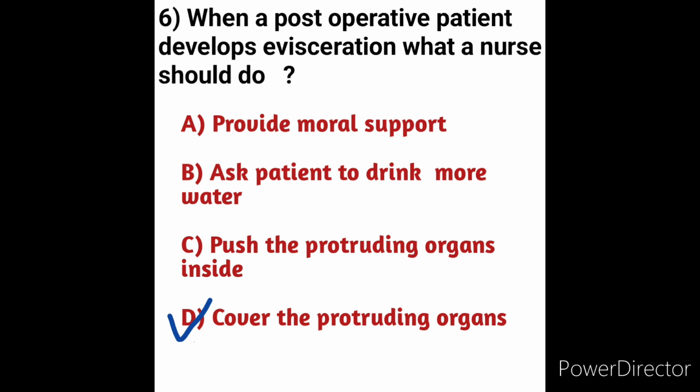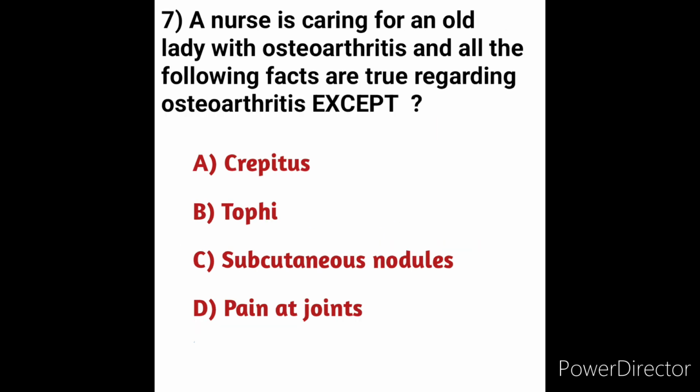Next, move on to question number 7. A nurse is caring for an old lady with osteoarthritis, and all of the following facts are true regarding osteoarthritis except. From the options, one is a wrong option related to osteoarthritis. Here we will see the options first. Option A, crepitus. Option B, tophi. Option C, subcutaneous nodules. Option D, pain at joints.